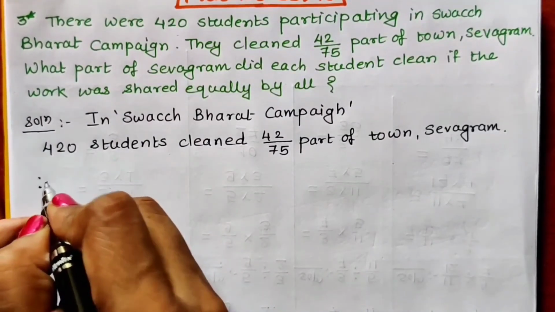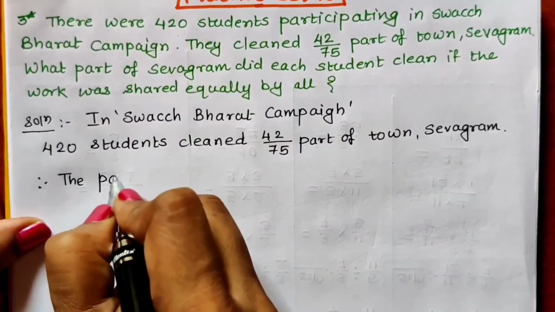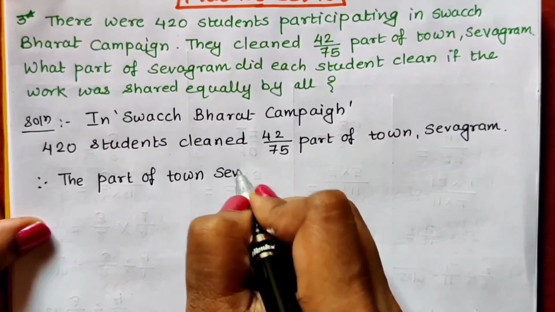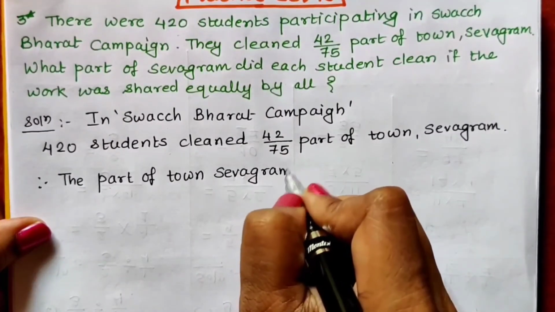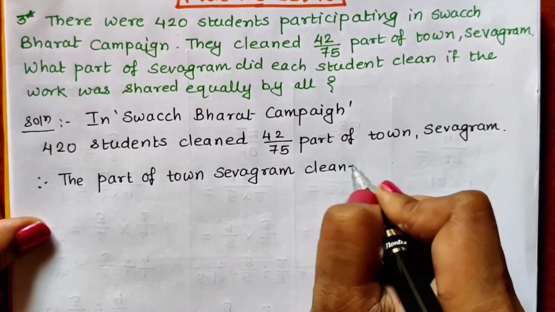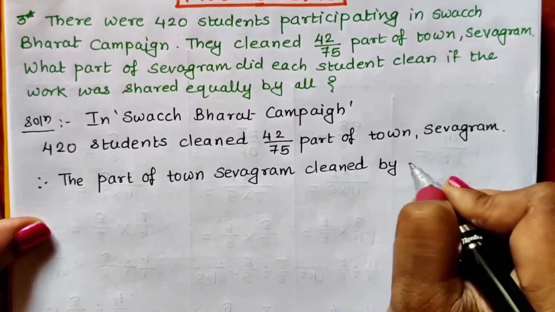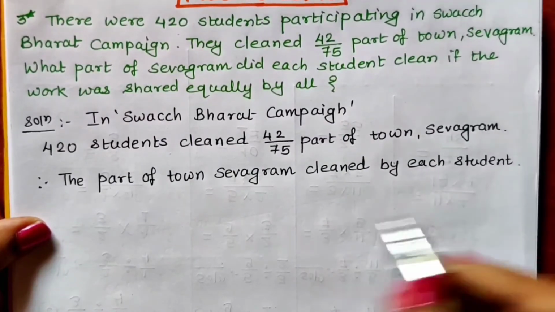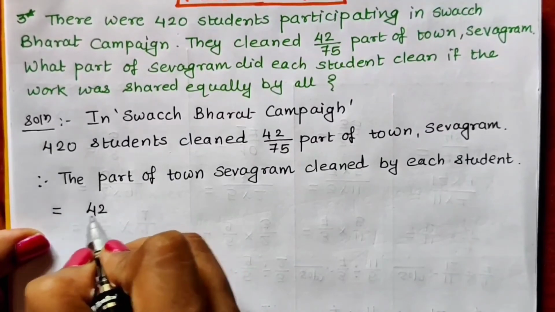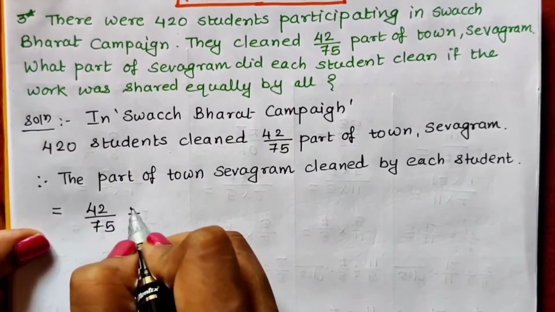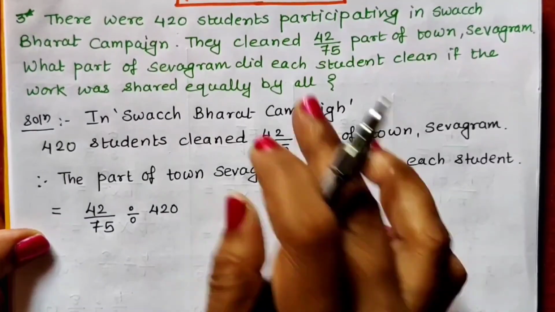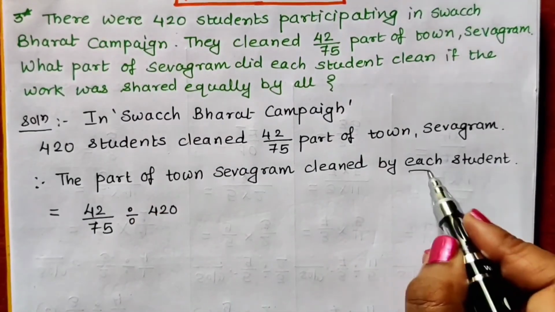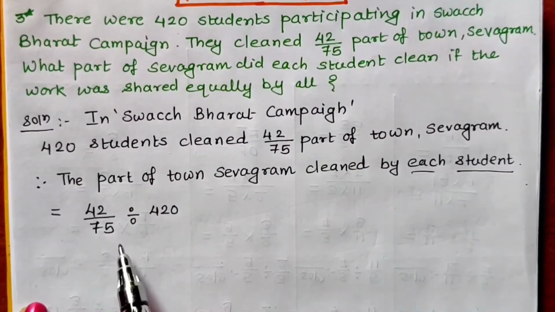Therefore, the part of the town Sevagram cleaned by each student. How much part will be cleaned by each student? Will be equal to 42 upon 75 divided by 420. If you divide this much part by number of students, you will get the part of town cleaned by each student. Okay, so divide means what we will have to do?